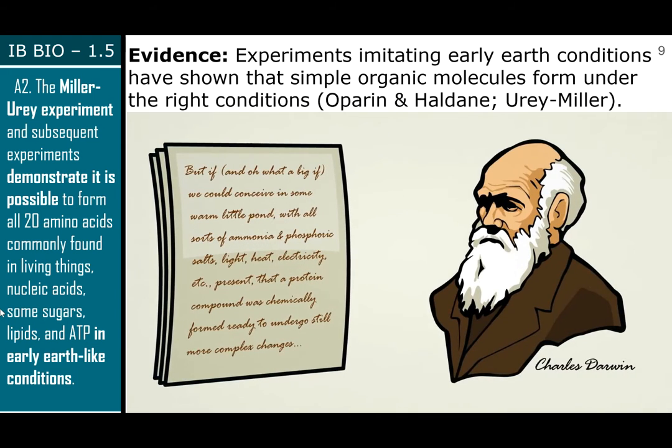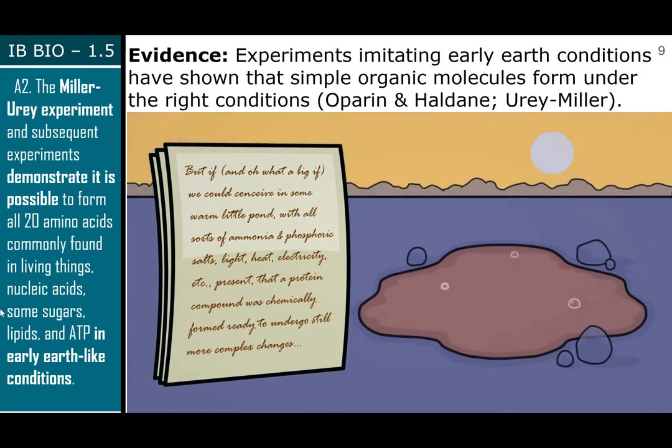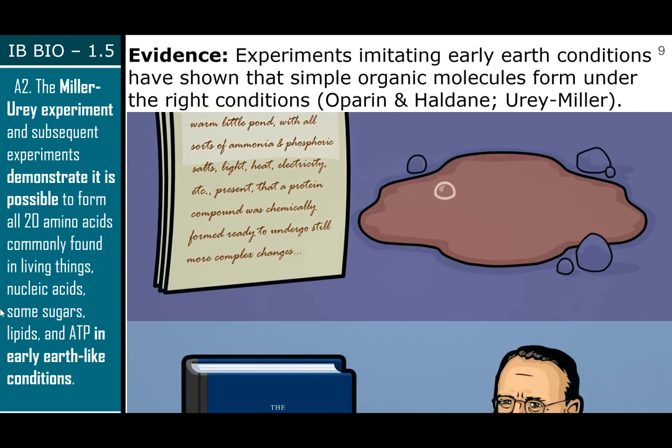Darwin himself mentioned this idea when writing to a friend. But if, and oh what a big if, he wrote, we could conceive in some warm little pond with all sorts of ammonia and phosphoric salts, light, heat, electricity, and so on present, that a protein compound was chemically formed, ready to undergo still more complex changes.